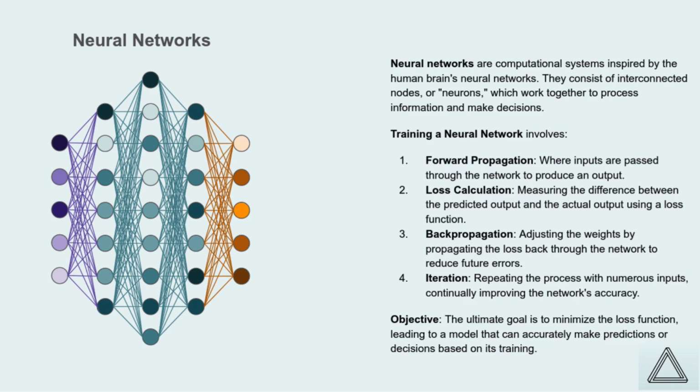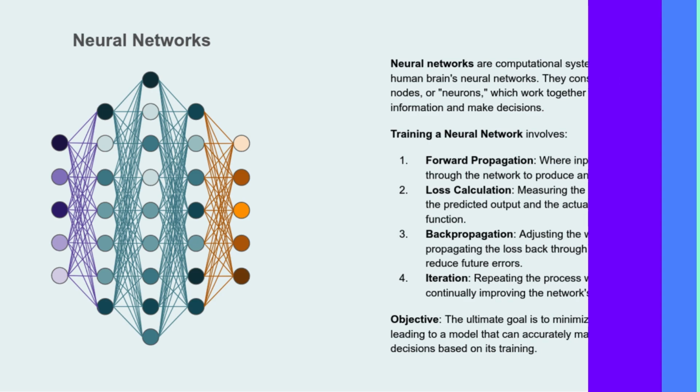The overarching objective of this iterative training process is to minimize the loss function. By doing so, the network refines its weights and biases to the point where it can accurately predict outcomes or make decisions based on the input data it receives.